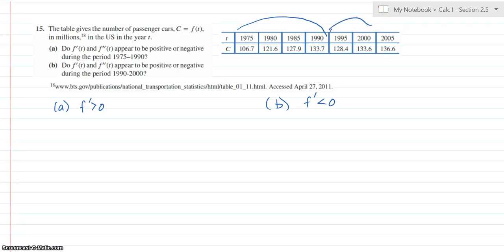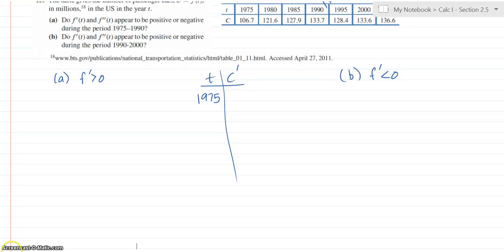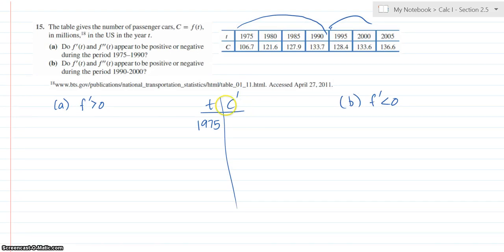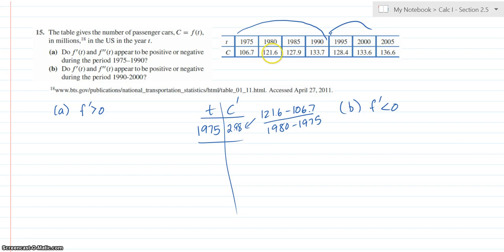What about the second derivative? Well, for the second derivative, we really need to look at what the first derivative is doing. So I'm going to check this out. I'm just going to look to the right of 1975 here and look at the average rate of change. So that's 121.6 minus 106.7 divided by the 5.